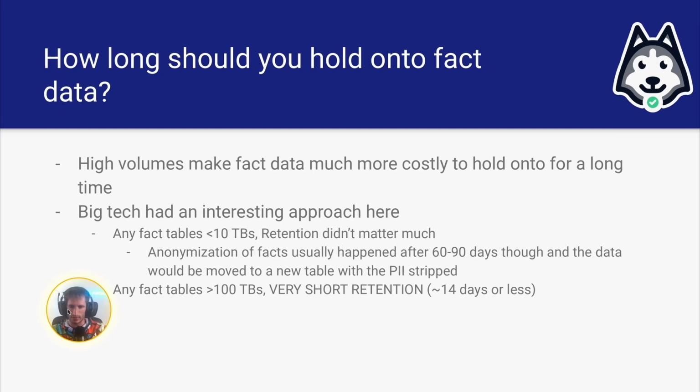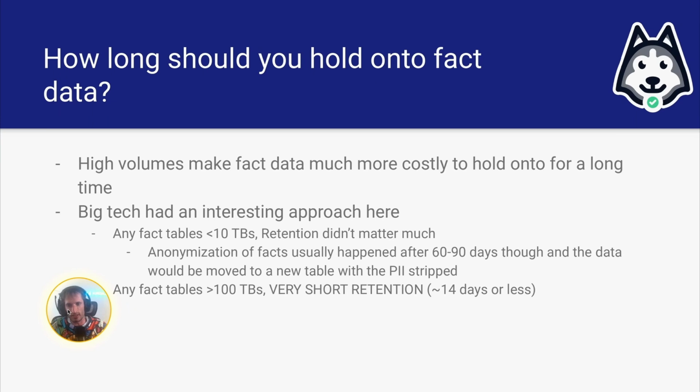One of the things that I noticed for fact data in big tech was the whales, which are any fact data tables that were greater than 100 terabytes. They had very short retention. Usually it was a week, maybe 2 weeks. Those whale tables were only maybe 2% or 3% of all the data tables. And if it was less than 10 terabytes in big tech, it was like, okay, doesn't matter. The only thing that mattered was whether it got anonymized or not. That was because they cared about the legal risk, but from the efficiency perspective, they didn't really care.